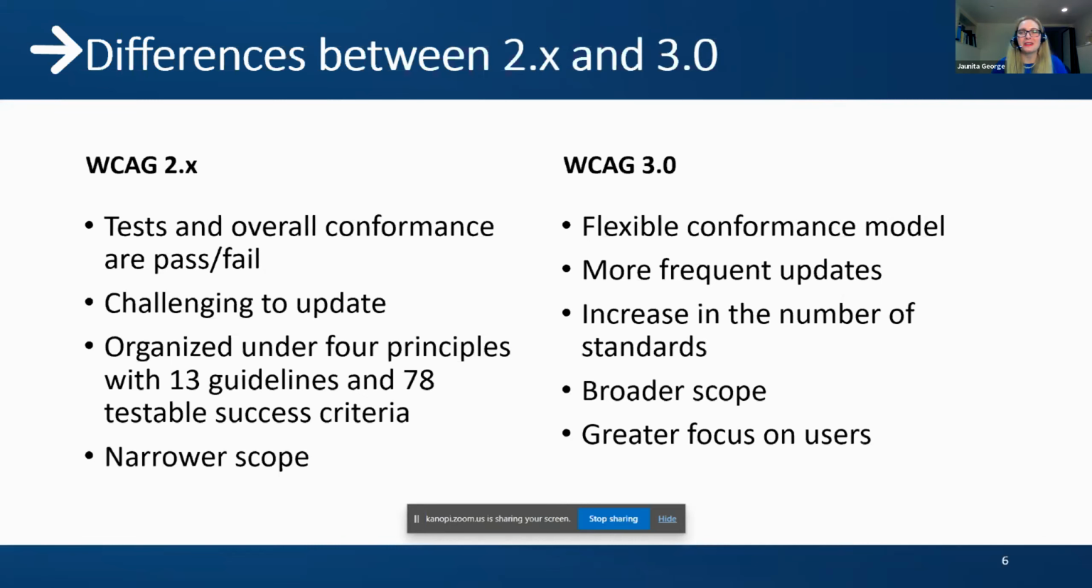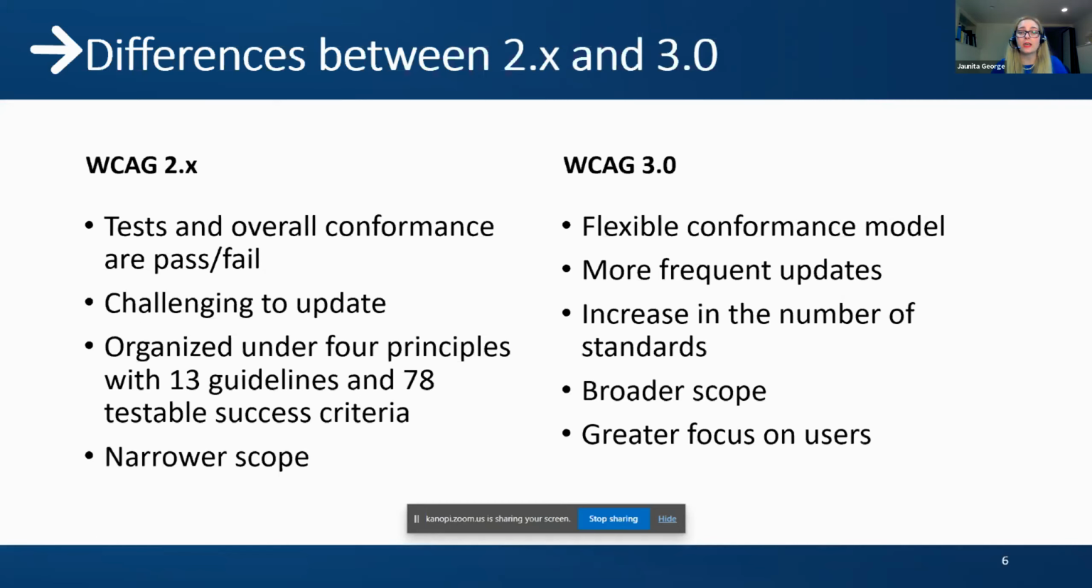So there are a lot of key differences for now between 2.x and 3.0. For 2.x, tests and overall conformance are pass-fail. As you know, it's challenging to update, so updates come every few years. It's organized under 4 principles with 13 guidelines and 78 testable success criteria. And it has a narrower scope, so it applies to websites, digital content, etc.